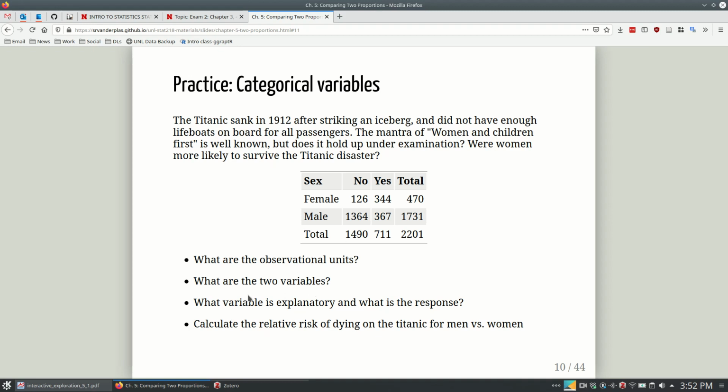And sex is the explanatory variable, and survival is the response variable. Okay. And if you're having trouble figuring out what the variables are, the explanatory variable is the one that you actually know the value of first, generally speaking. All right. So in this case, before the Titanic actually sank, we still knew every observational unit's sex, right? So that becomes the explanatory variable.